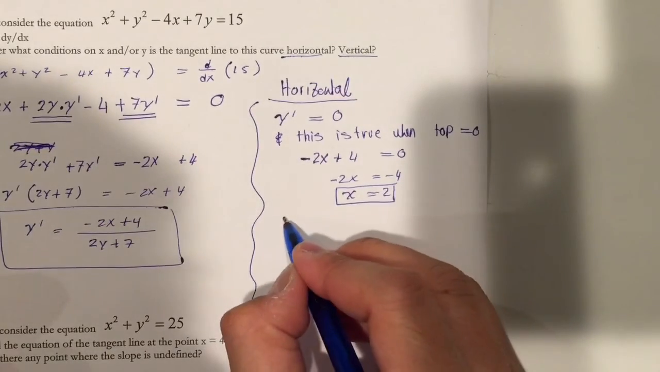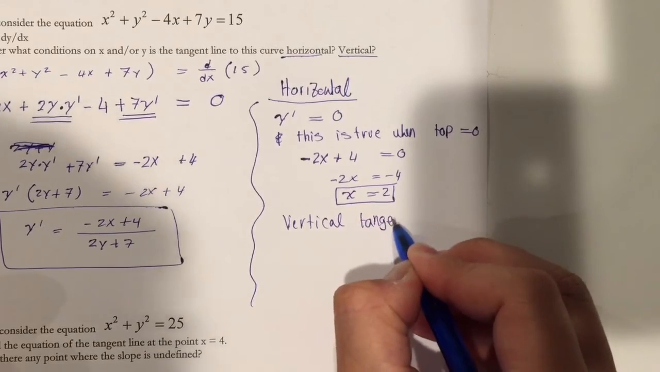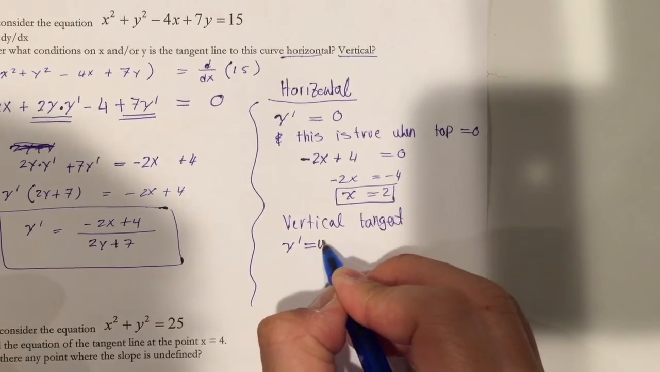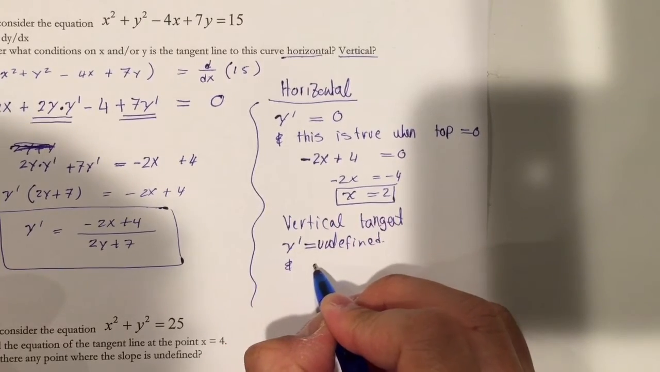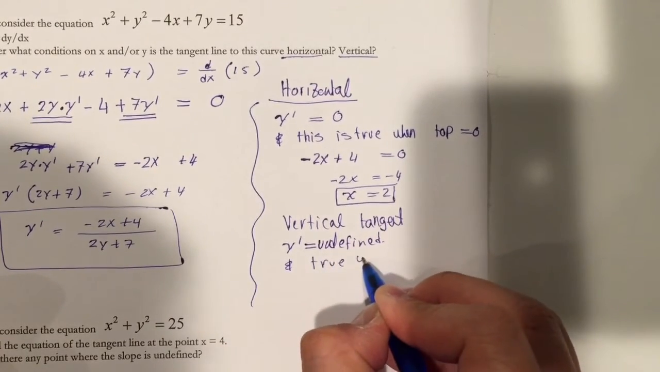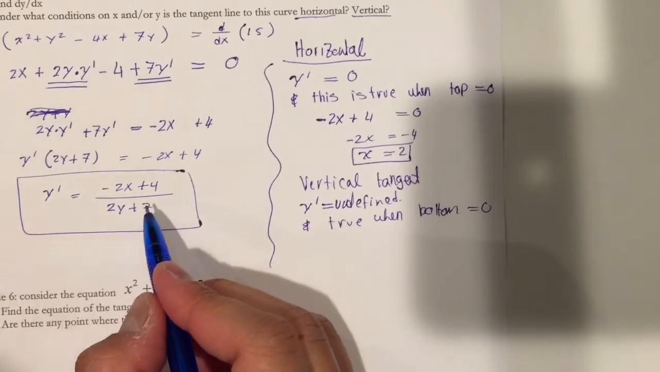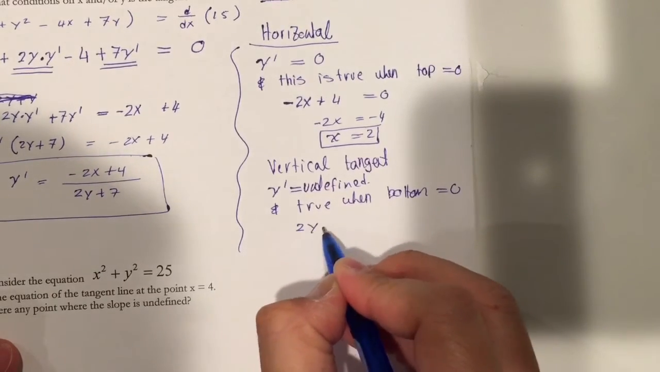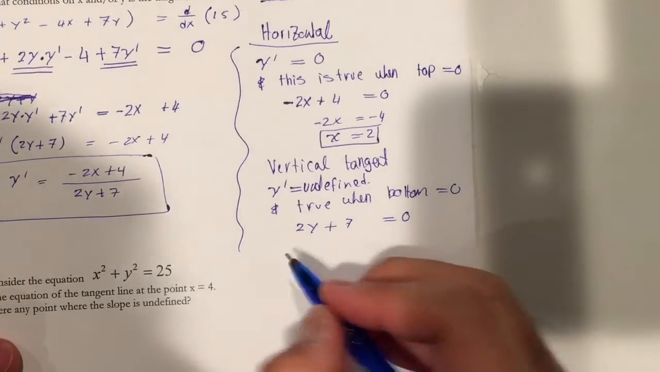Now, vertical tangent. That means that y prime is undefined. This is true when the bottom equals 0, because the bottom 0 means that the function is undefined. So we take the bottom and we set it equal to 0, and we ask ourselves, for what y value is the bottom equal to 0?